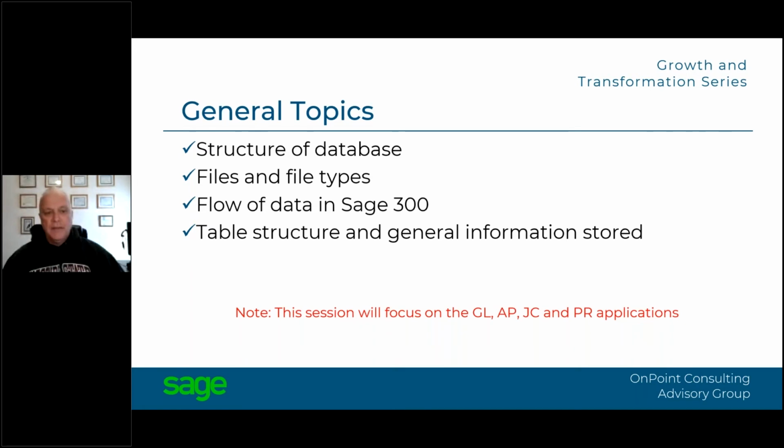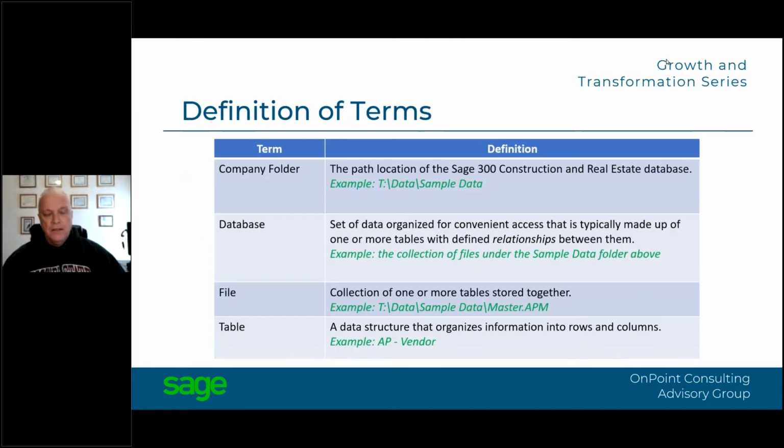Okay, quick thing about terms. In Sage, you've got what Sage calls a company folder. This is where your data is stored. Unless you've mapped out data, which you can do, your data is all under your company folder. The term database then is basically the accumulation of all of those tables so that they're all accessed by the program and accessible by you, right? And there's relationships between those tables that we'll talk about, right?